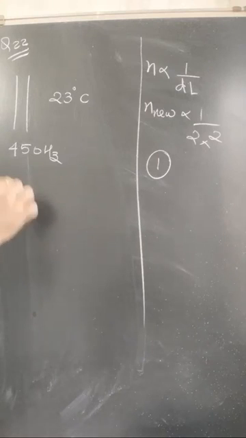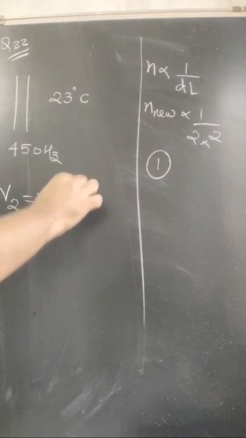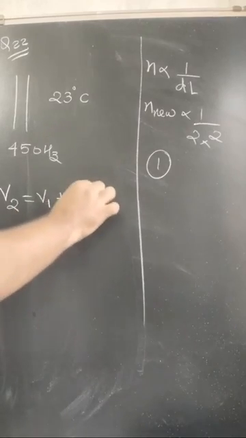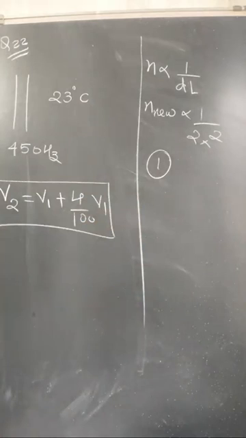So speed of sound in the second case is speed of sound in the first case plus 4 upon 100 times the first case. 4% higher. So you have to find the frequency, students. Come on, is the question clear to you all? Everybody?